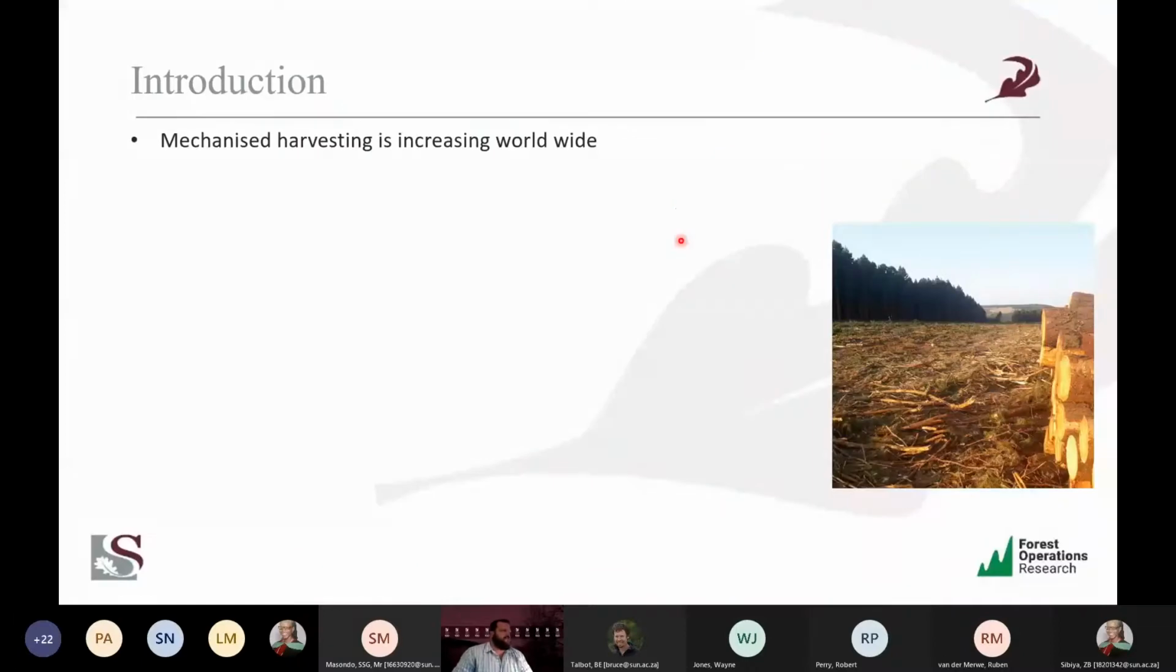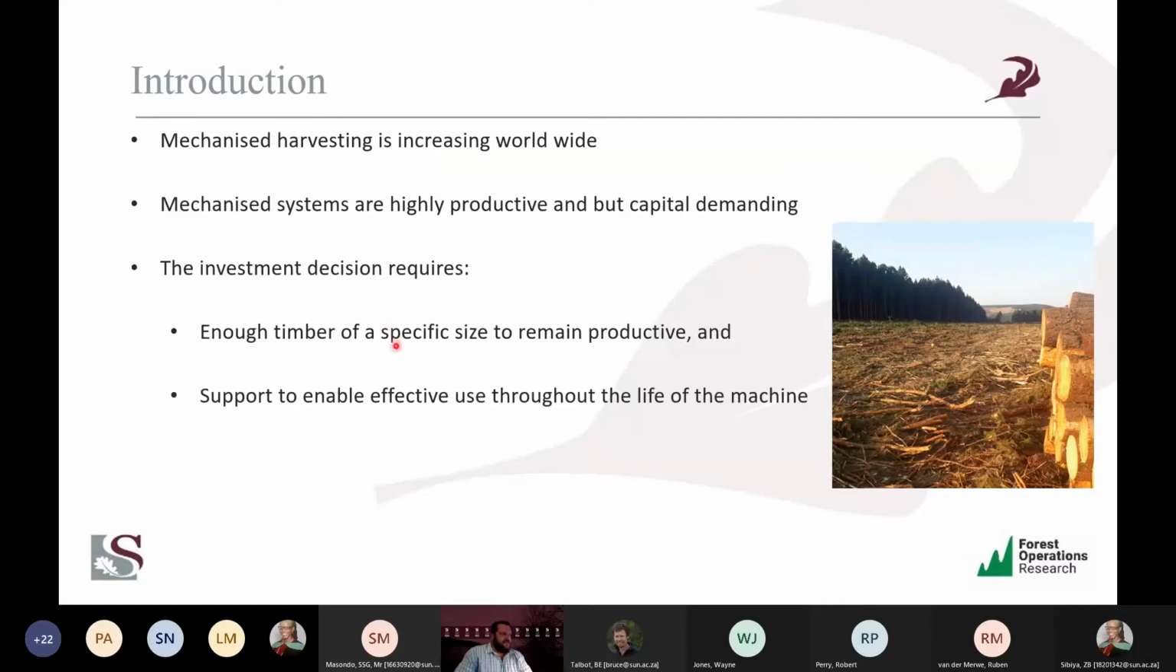In terms of introduction, we know that mechanized harvesting is increasing worldwide. These mechanized systems are highly productive but capital demanding. The investment decision requires that there's enough timber of a specific size to remain productive, and that there's enough support to enable effective use of these machines throughout their productive lifetime.